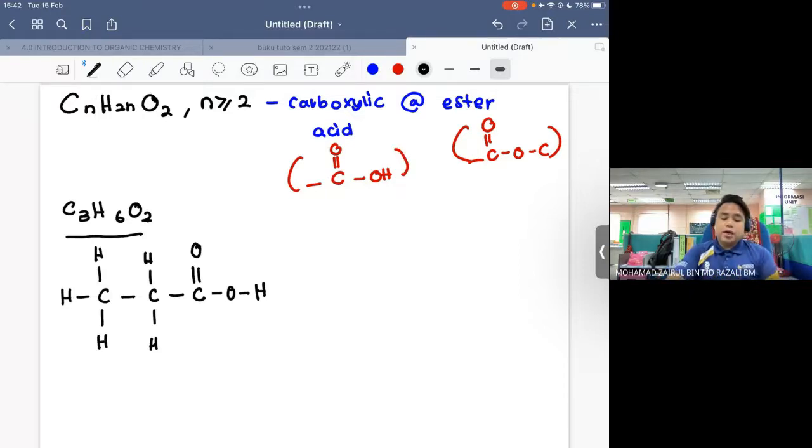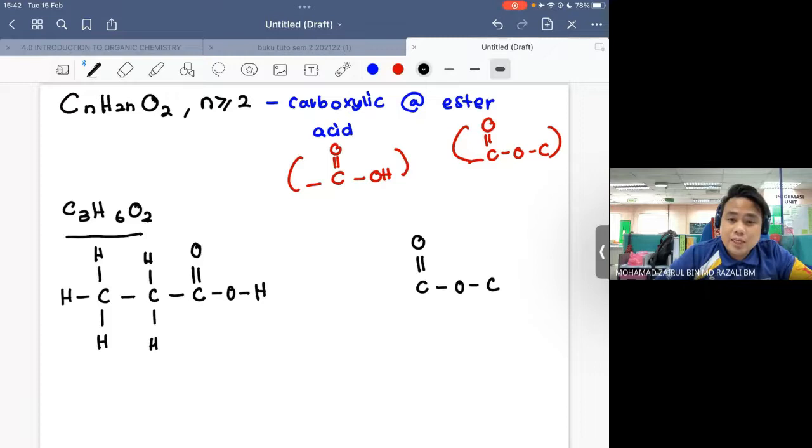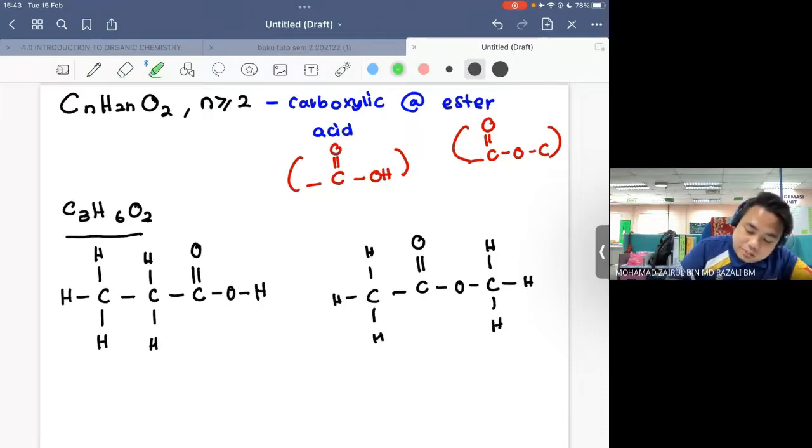Okay. So now carboxylic acid can have a functional group isomer with ester. So ester ni functional group dia adalah C double bond O, single bond O and the second bond ada C. So kalau awak tengok kita dah guna 2 carbon kan? So kita boleh je letak carbon dekat sini. And then kita fill upkan dengan hydrogen. So awak tengok sini. This is carboxylic acid. This is carboxyl. This is ester.